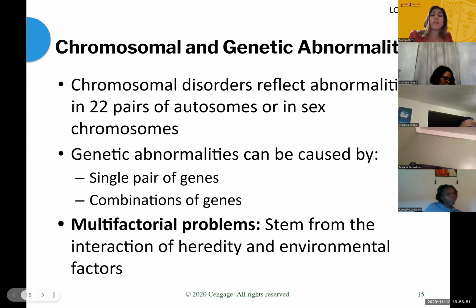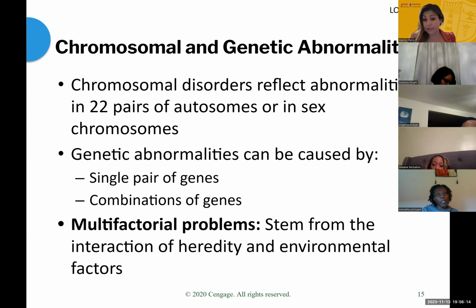Okay, so chromosomal and genetic abnormalities. Chromosomal disorders reflect abnormalities in 22 pairs of autosomes or in sex chromosomes. So when there's an abnormality in the chromosome, the sex becomes kind of impaired. And this is where the determination of sex plays a role.